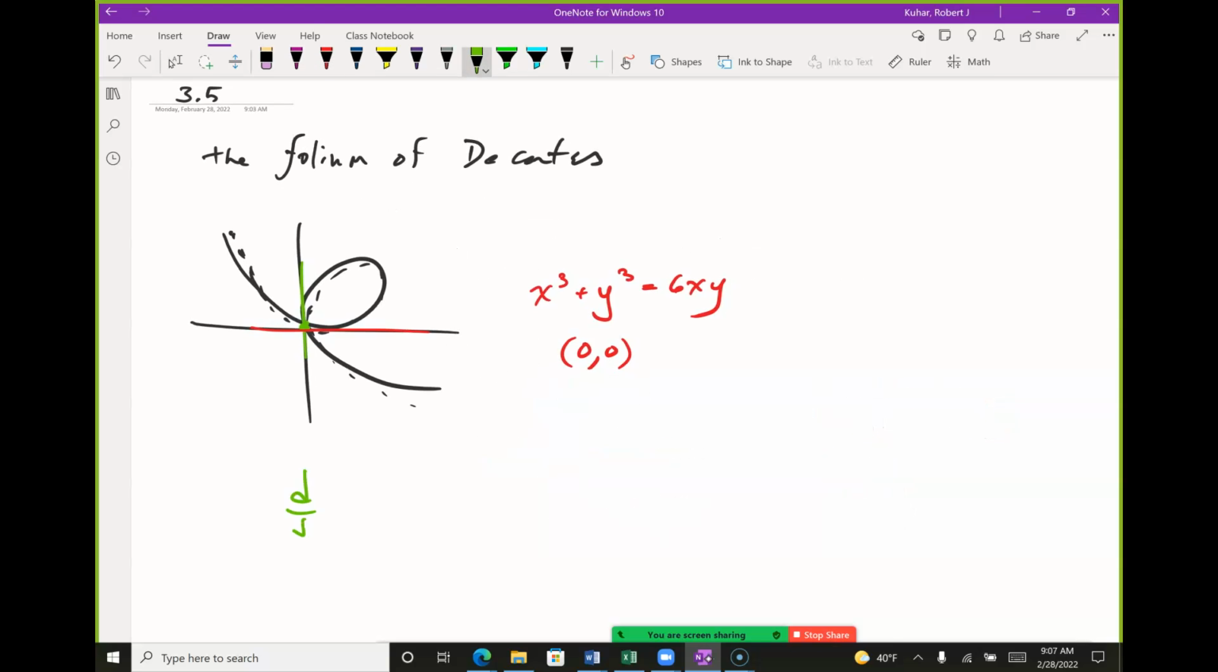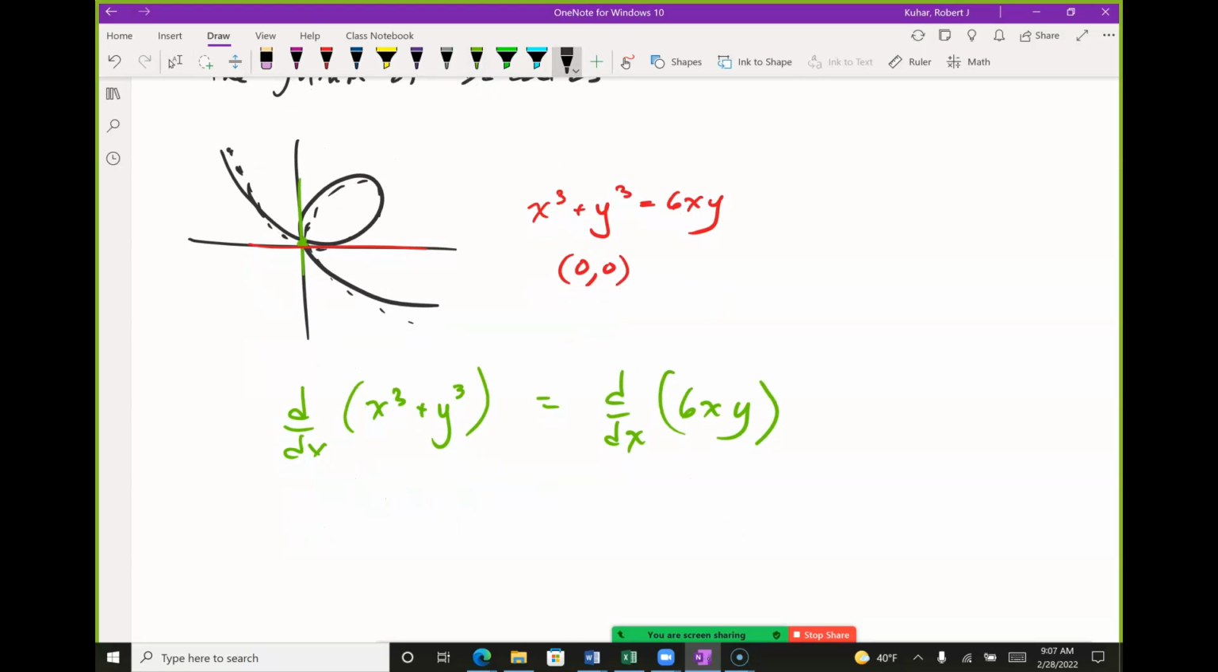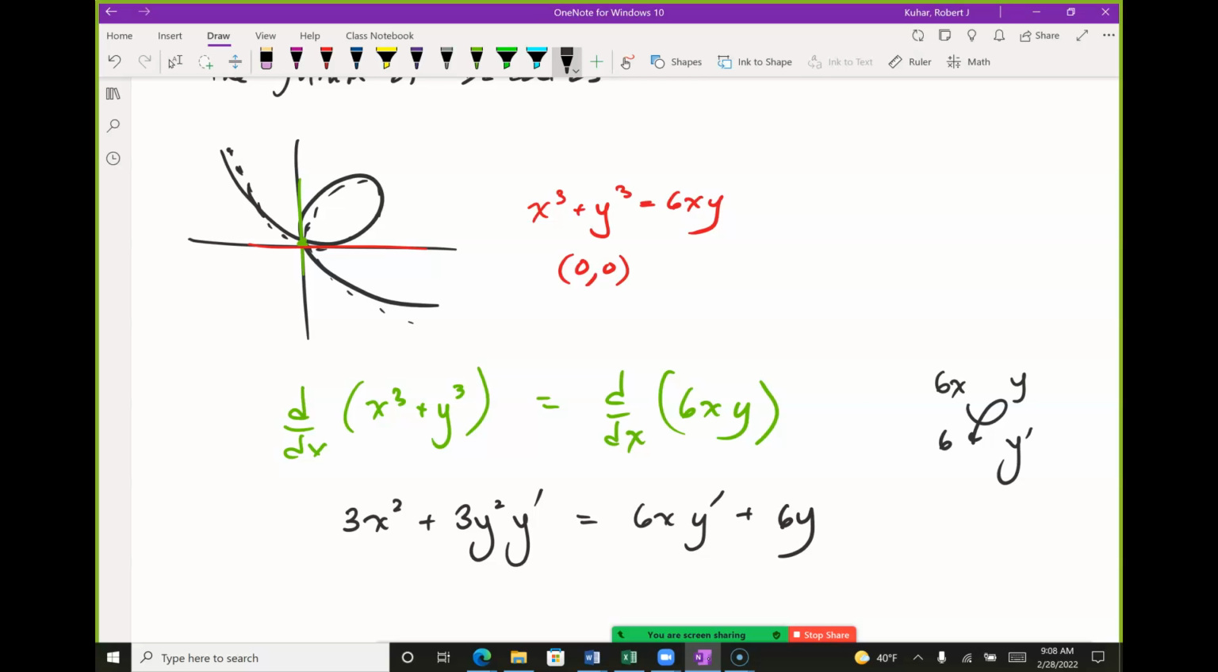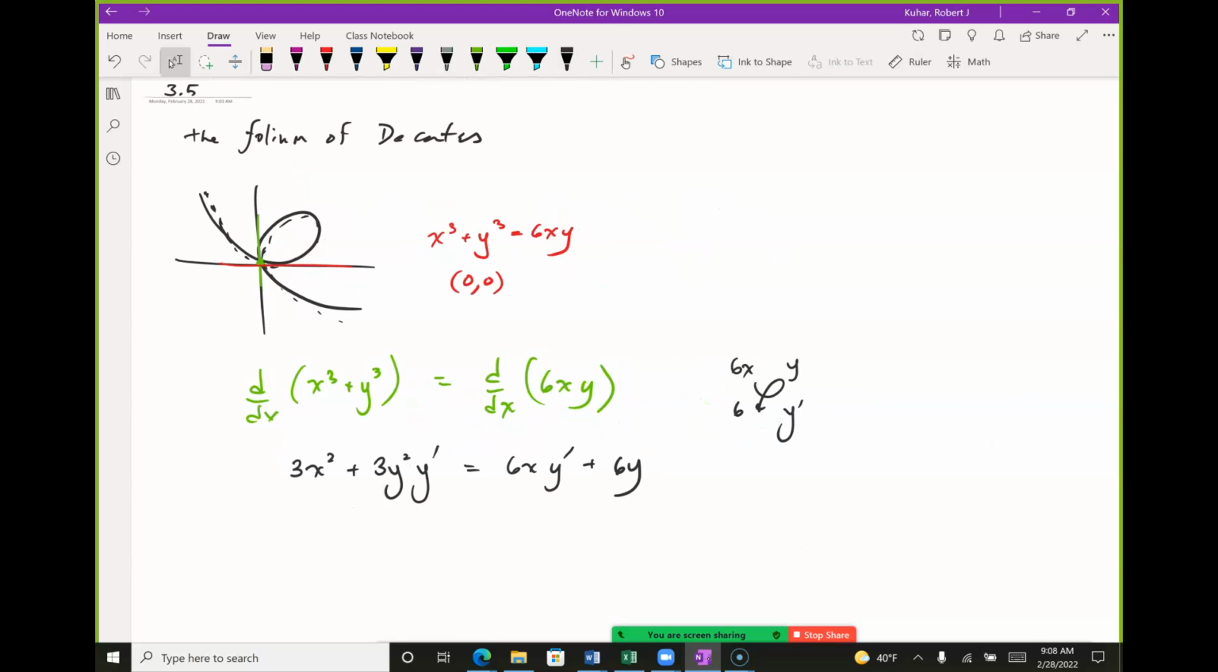Let's do d/dx of x cubed plus y cubed and d/dx of 6xy. Good. Who's got the left-hand side for me? 3x squared plus 3y squared y prime. Nice. The next piece I need a product rule, so I'll do 6x and 6y and y prime. So I get 6xy prime plus 6y for my product rule. I'll let you catch up there if that was too quick.